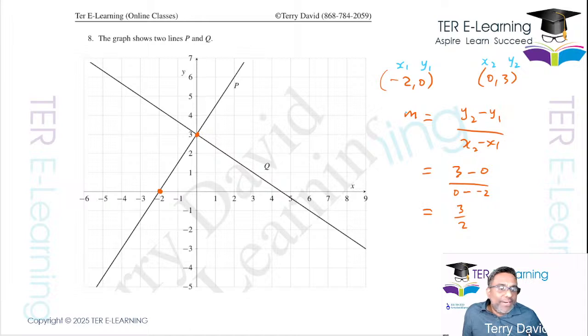One or two people have a negative sign, but be careful, right? Look at how P is sloping. P has a positive gradient based on how it's sloping. So we'll accept 3 over 2, we'll accept 1.5. All of those answers are acceptable, right? But it's not a negative slope.